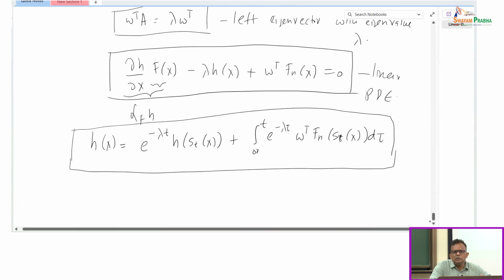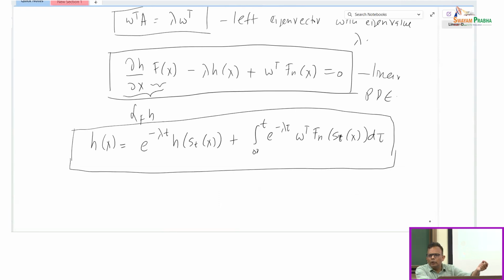This solution is not really useful because whenever you solve PDEs, just like when you solve ODEs where you need to know the initial condition, for PDEs you need to know the boundary conditions, right? So that's why this quantity comes in. This is not explicit, because to know h of x, I need to know the value of h at s_t of x.